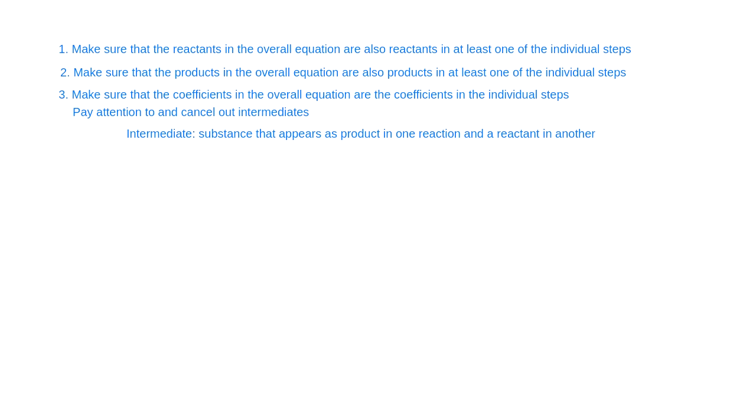So what do we do when we see something that is on the same side of the arrow or on different sides of the arrow? So if we have the same substance on the same side of the reaction arrow, that means we add the coefficients together. If we have the same substance on different sides of the reaction arrow, we subtract the coefficients.